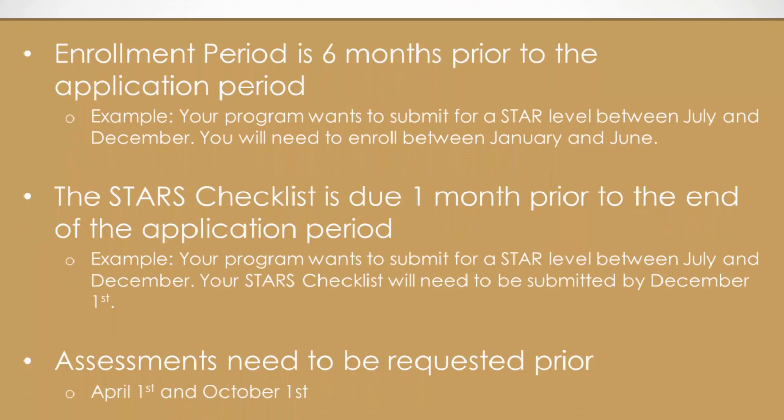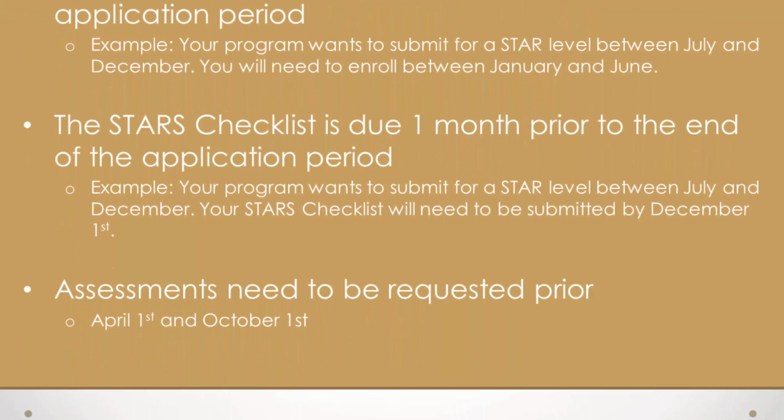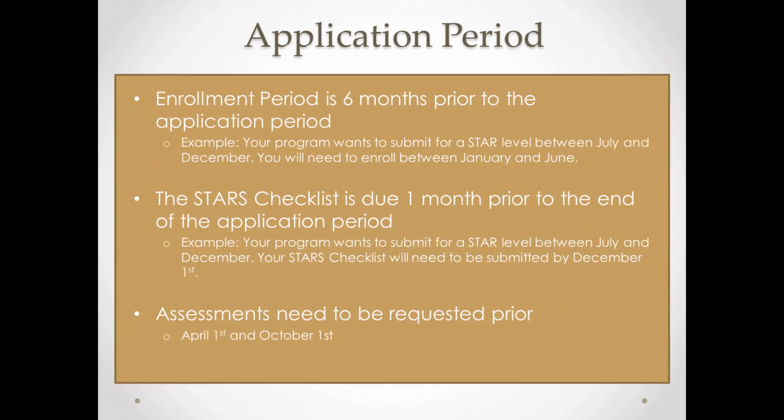The STARS checklist is due 1 month prior to the end of the application period. Let's take that same example where your program wants to submit for a STAR rating between July and December. The checklist would be due December 1st. Also, it is important to remember that if your program is applying for a STAR rating of 3 or greater, an assessment will need to be done. The assessment will need to be requested by April 1st or October 1st, depending on your application period.